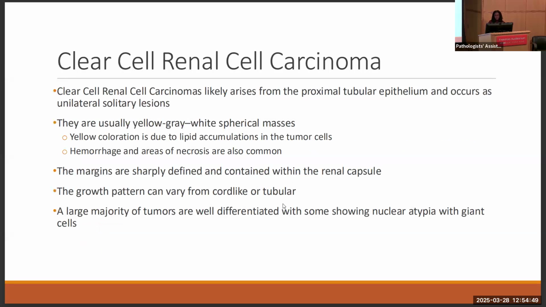It is suspected that clear cell carcinoma arises from the proximal tubules. It usually occurs as a unilateral solitary mass with a yellow to gray to white coloration. The yellow coloration is due to lipid accumulation within the tumor cells. Hemorrhage and necrosis are also common. The mass is usually encapsulated and contained within the renal capsule, and the cellular pattern can be cord-like or tubular, with a large majority of tumors being well differentiated, with some showing nuclear atypia with giant cells present.